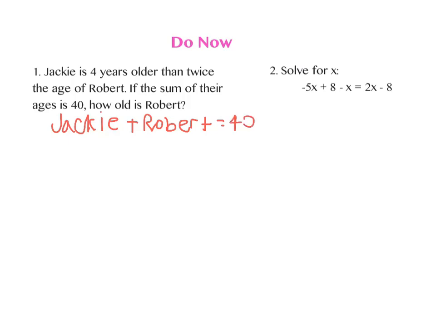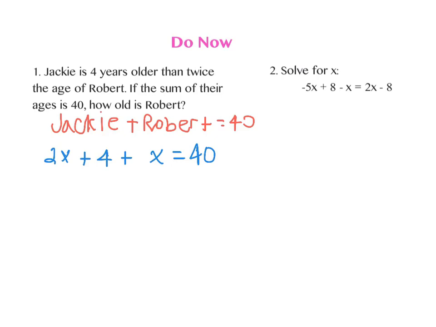They are telling me that Jackie is 4 years older, so automatically under her I'm going to put plus 4. She's 4 years older than twice the age of Robert. Twice means to multiply by 2. I don't know how old Robert is either, so I'm going to put 2x. So twice Robert's age, which is x, 4 years older, plus 4. That's just Jackie though. I need to add to that Robert's age because it's talking about the sum. We already said I don't know Robert, so he's just going to be x, and that equals 40.